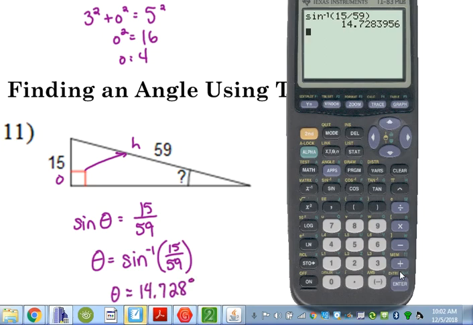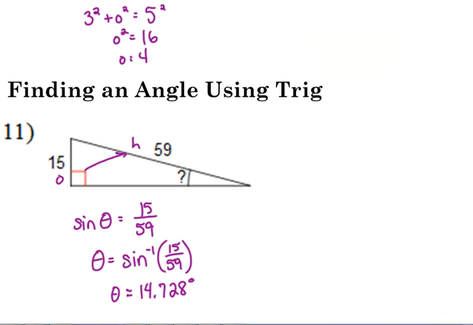14.728 degrees. I think on your paper, does it say round to the nearest degree? It does say round to the nearest degree, so the answer would be 15 degrees. That would be the closest degree answer. Okay? Questions about what I did in the calculator? No? Okay.